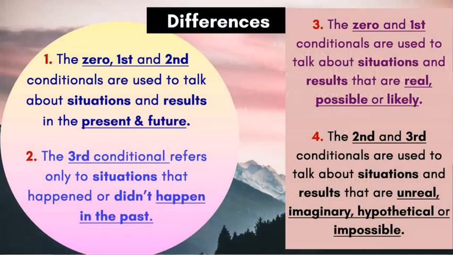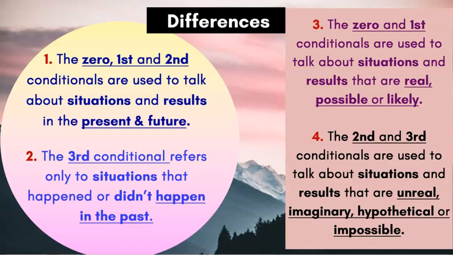Let's have a look at the differences. The zero, first, and second conditionals are used to talk about situations and results in the present and the future, whereas the third conditional refers only to situations that happen or didn't happen in the past.